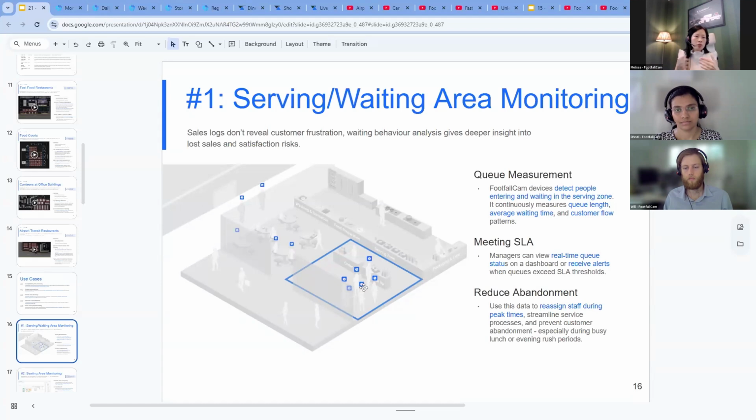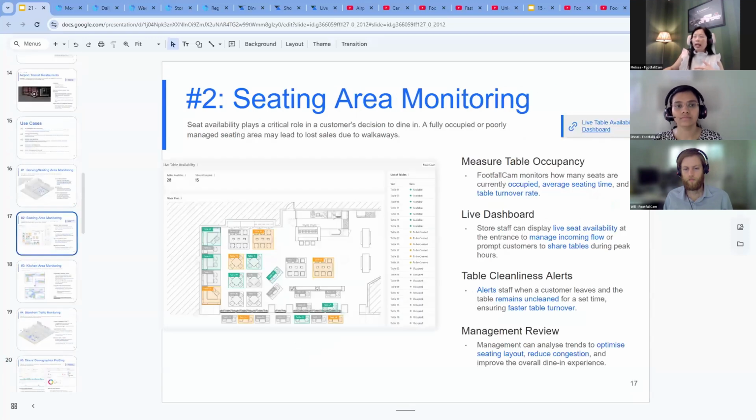So this allows you to obviously calculate your potential lost sales, and all that, and how well you can service. So sometimes they're not just over here, they might be waiting here for the food to be served as well. So that's what you're measuring. And sitting area monitoring as well.